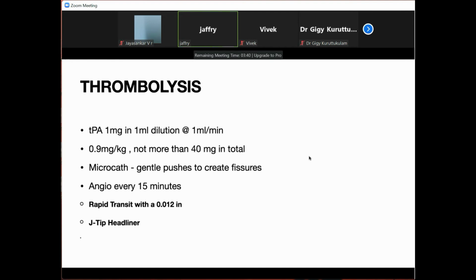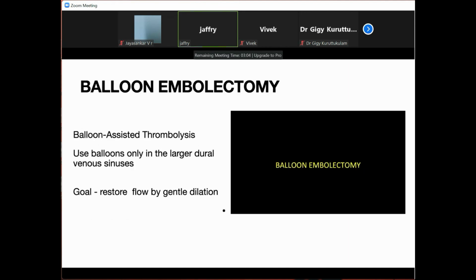Once we inject the thrombolytic agent, it will take hours to see the results. The idea is to inject as much thrombolytic agent as possible within the clot, so that the recanalization will take place over time, and the success may be seen in the next subsequent 6 to 8 hour images. So, as I mentioned previously, the JTAP Headliner is the useful hardware to go through the thrombus.